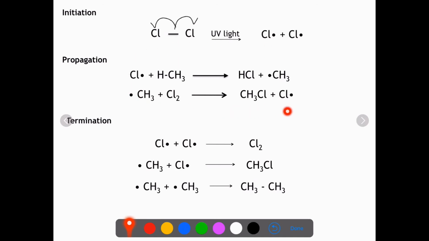This process will continue up until two radicals collide and combine with one another. So the possibility could be chlorine radical with chlorine radical to form chlorine, or chlorine radical with methyl radical to form chloromethane, and methyl radical combined with methyl radical to form ethane. So ethane is a byproduct or minor product of this reaction.